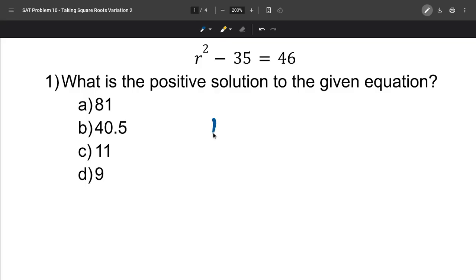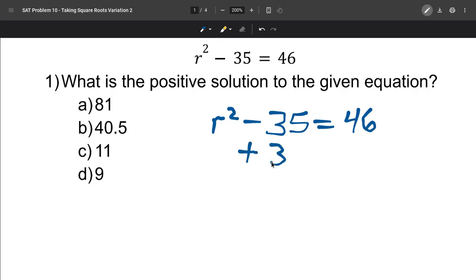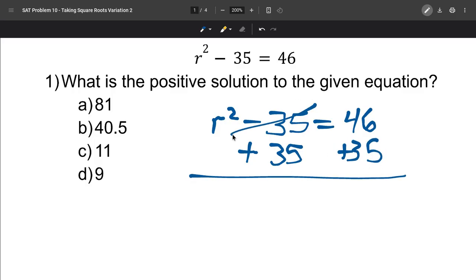Let me just write this down here. So r squared minus 35 equals 46. We want to get the minus 35 on the other side, so we're going to have to add 35 to both sides. Okay, the 35s over here will cancel. We'll get r squared equals 46 plus 35 is 81.